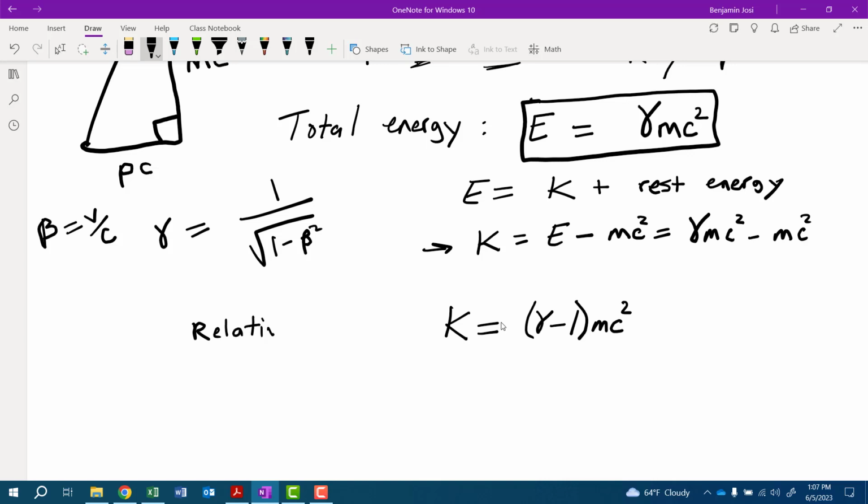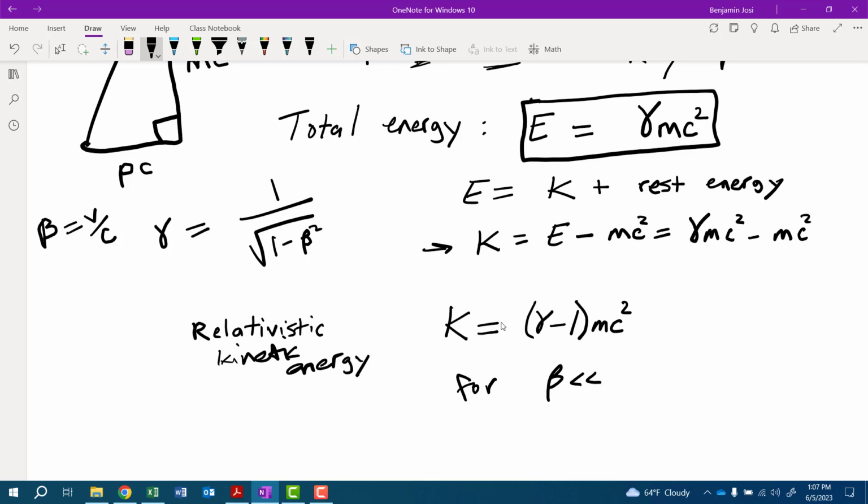Do I have to write the whole word, or can you guys just complete it in your mind? Because this is really tedious. Relativistic kinetic energy. This looks like it was drawn by a 2-year-old.